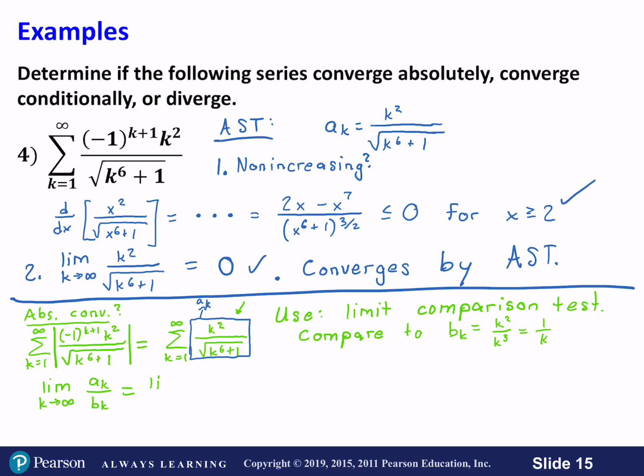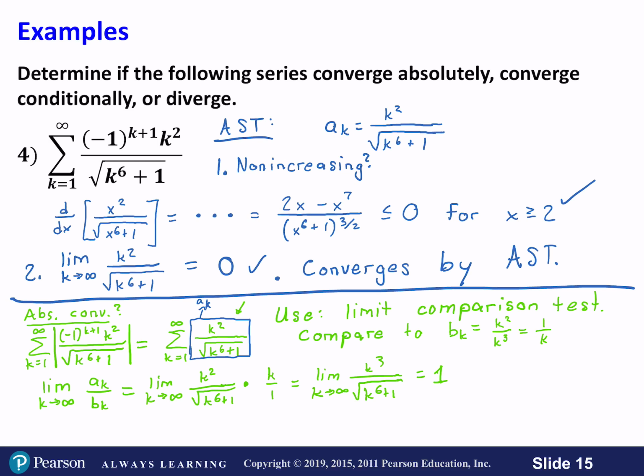All right, so this is going to be the limit as k goes to infinity of k squared over square root k to the 6th plus 1 times k over 1. This just gives me k cubed on top and square root of k to the 6th plus 1 on bottom, and this limit is equal to 1. Because the numerator power and the denominator power are essentially the same. You could further justify this by multiplying both the numerator and denominator by 1 over k cubed, and you would get that this answer is 1.